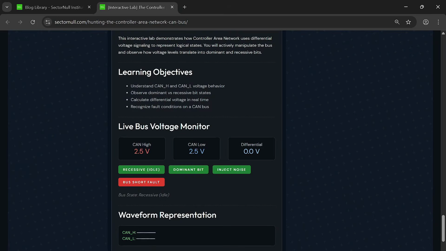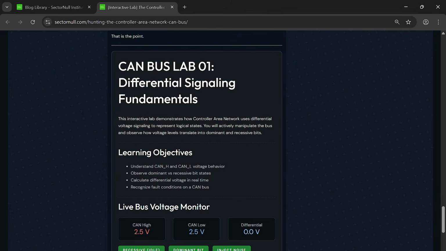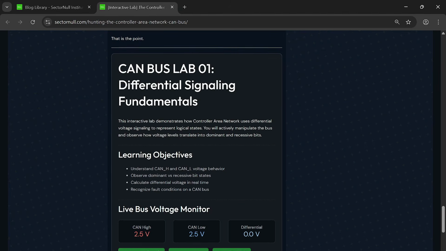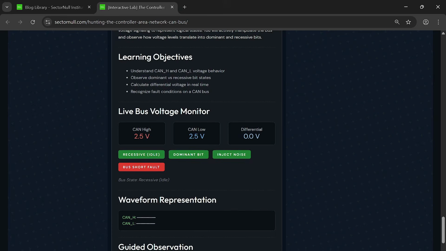Now you can see our interactive lab on the screen. This interactive lab demonstrates how controller area network uses differential voltage signaling to represent logical state. You will actively manipulate the bus and observe how voltage levels translate into dominant and recessive bits. You are looking at the live CAN bus lab. Think of this as your virtual back probe and oscilloscope combined. This is the digital oscilloscope.